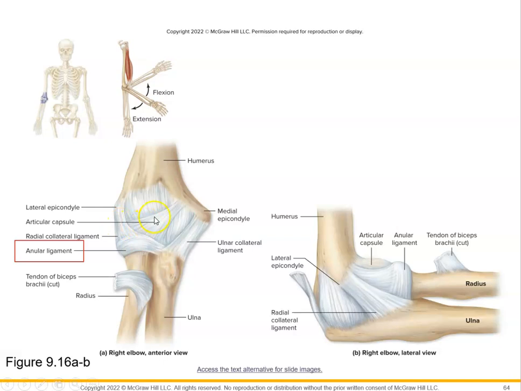Here, from an anterior view, if you took away all of these ligaments, this would be the capitulum of the humerus, and this is the radial head right here.